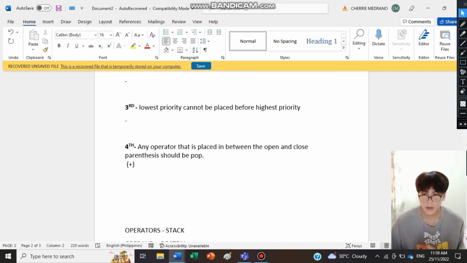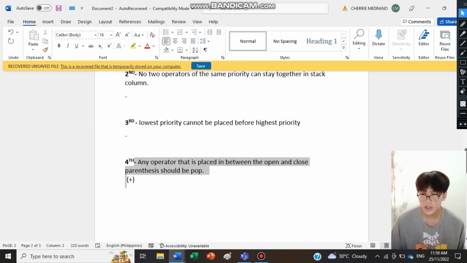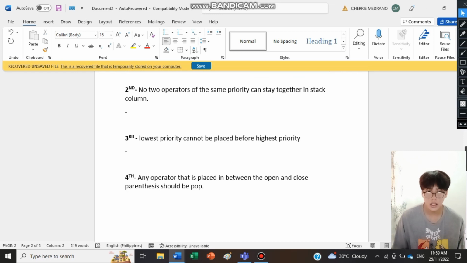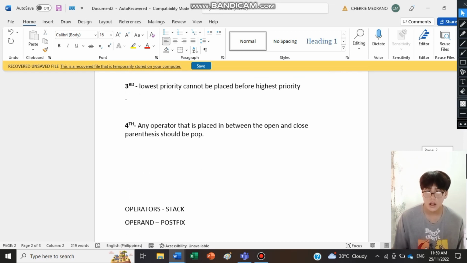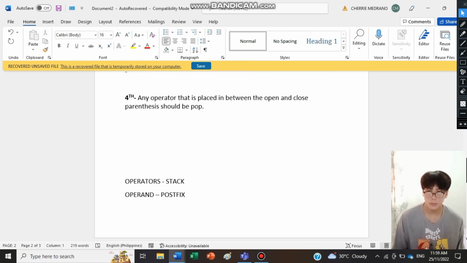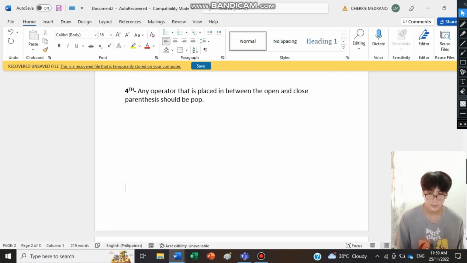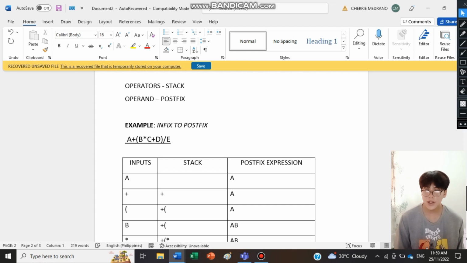So now we have the fourth or the last rule. Any operator that is placed in between the open and closed parentheses should be popped. So if ever we encounter this in our stack column, what we are going to do is pop the element, the operator, and then, of course, we're going to store it into our postfix expression or output. So now here is my example.